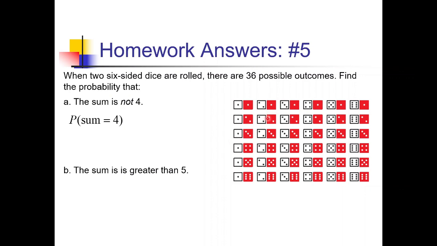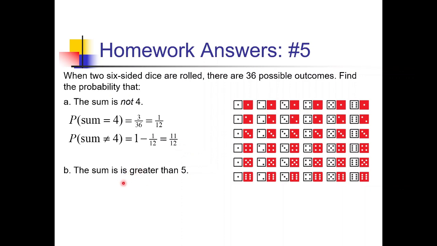So 1 and 3, 2 and 2, 3 and 1. So we have a total of 3 out of 36 that have a sum of 4. That means there's 1/12 out of all our possibilities that are going to be a sum of 4, which is exactly what we don't want. To get the ones we do want, we just have to subtract 3 over 36, or 1 over 12, take your pick, from 1. So the probability that the sum is not 4 is going to be 1 minus 1/12, which would be 11/12, because this is really 12/12 minus 1/12. So 11/12.